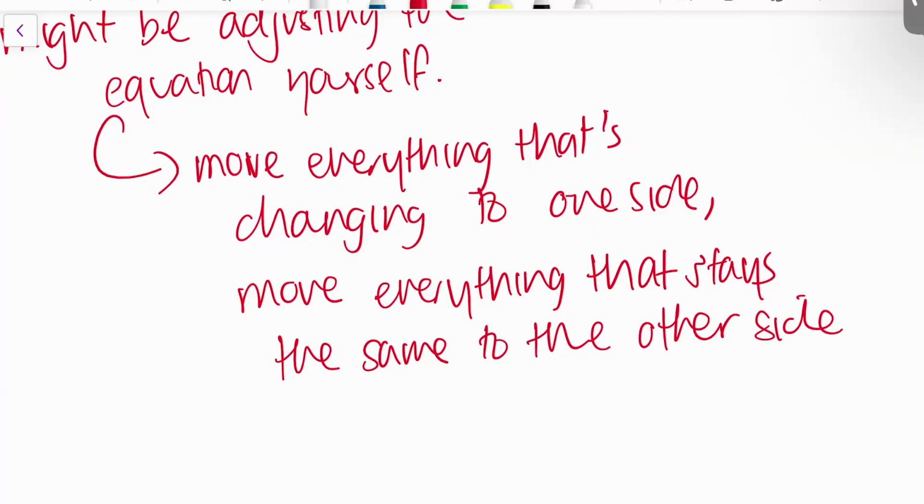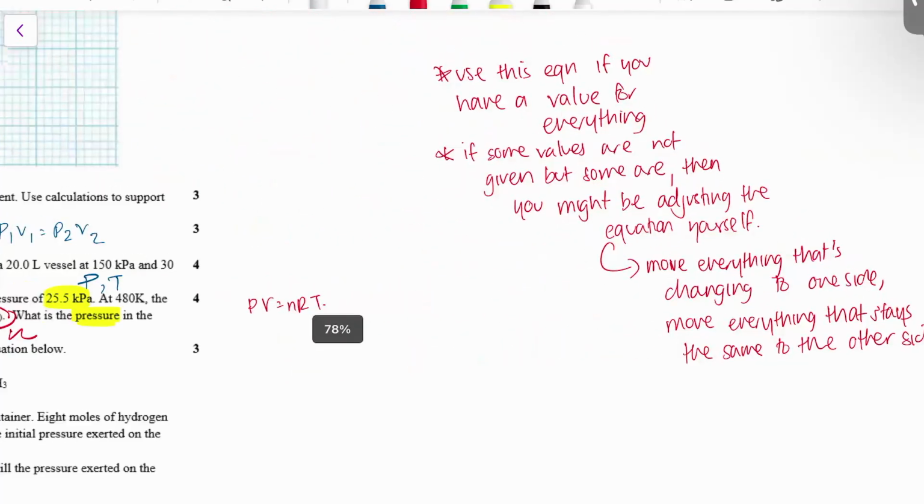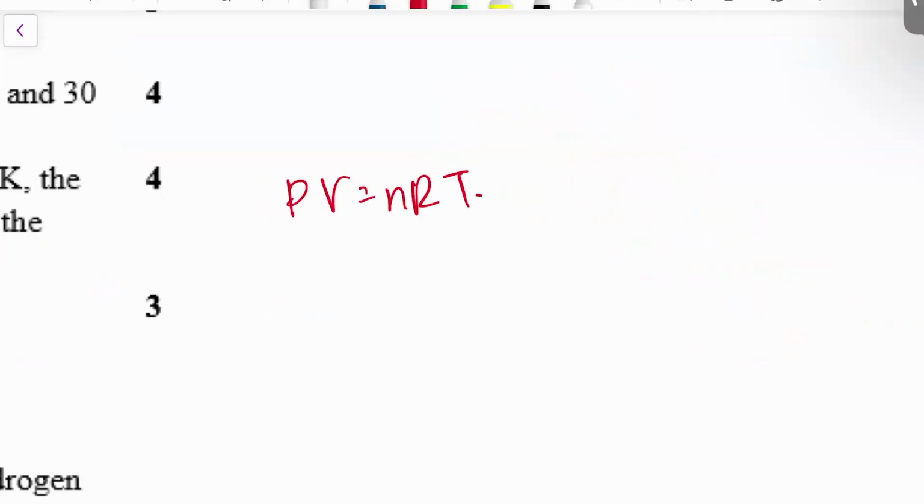If you have it all memorized, there's always some new case. So it's better you learn to adjust it on your own. Move everything that's changing to one side and move everything that stays the same to the other side. So remember, pressure and temperature are changing, and then moles is changing as well, which wasn't obvious. But then the only thing not mentioned is volume.